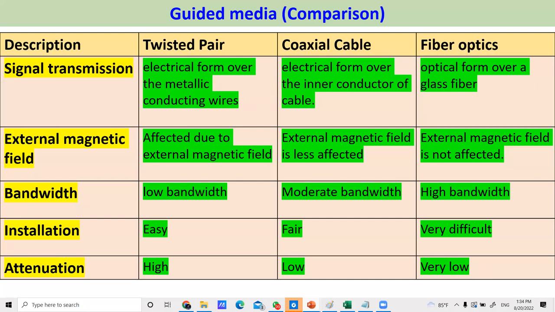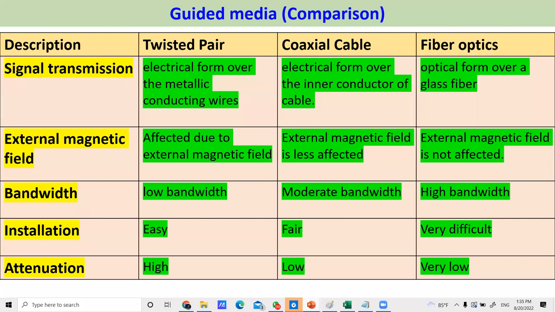Then insulation. If you are using twisted pair, the insulation process is easy. If you are using coaxial cable, it is not as easy as twisted pair. It is fair. If you are using fiber optics, it is very difficult. Normally, ordinary people do not use fiber optics for small, personal works. Fiber optics is used only in very big projects.